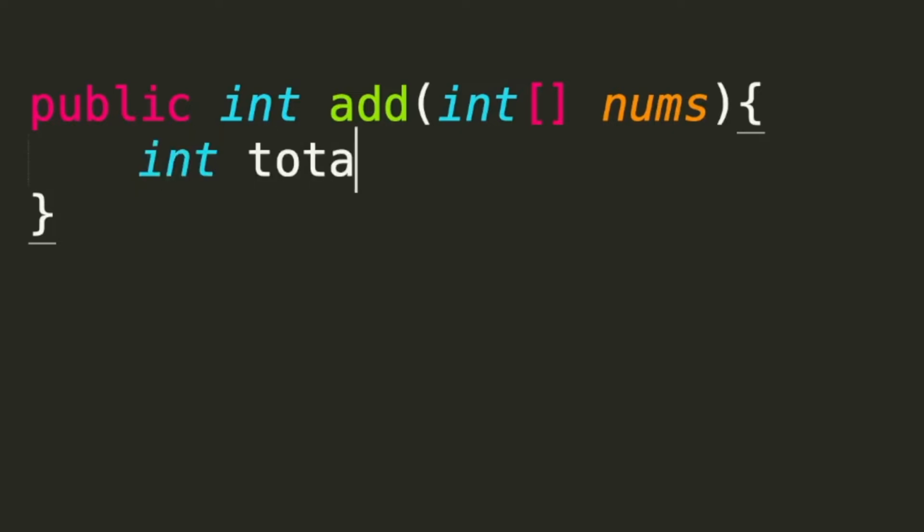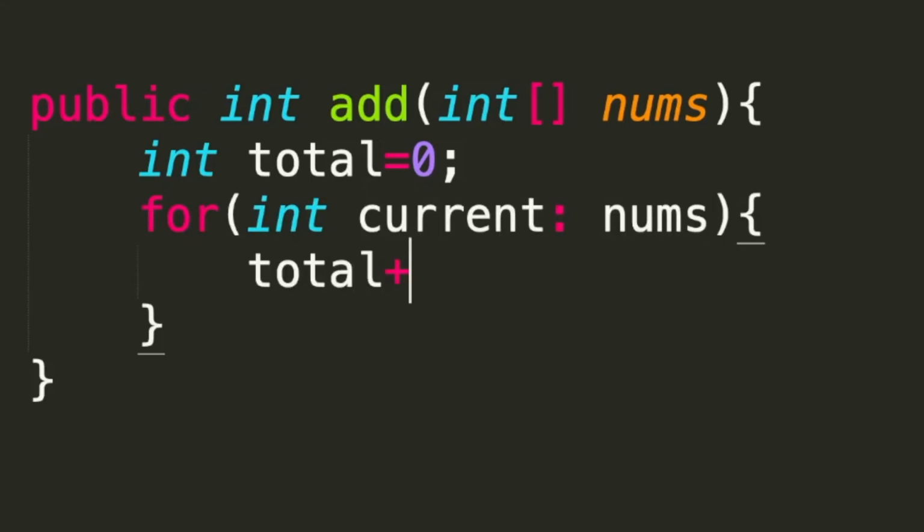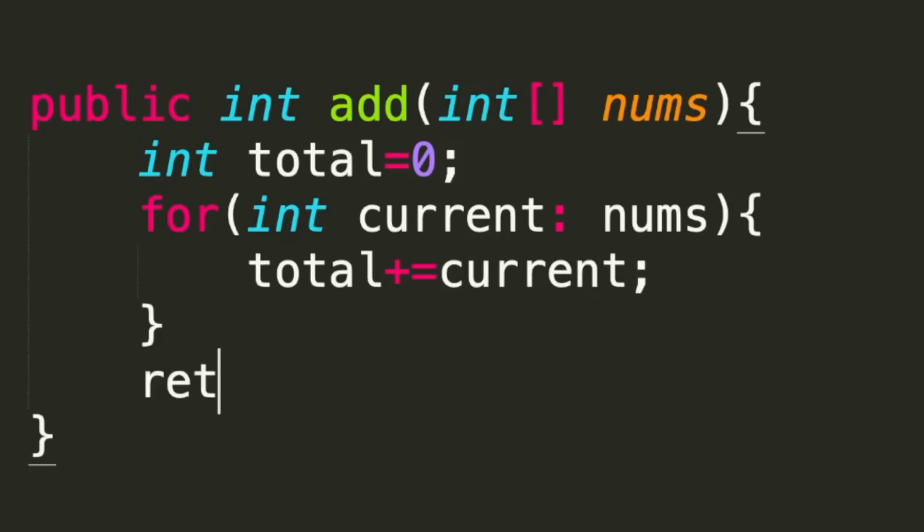Make an int variable named total and set it equal to 0. This will be how we sum up all the values. Now we need to loop through all the values in nums and add those values to total. A for each loop will work perfectly for this. For some int current in our array nums, we want it to increment total by the current value in the array. And after all is said and done, we just need to return total.